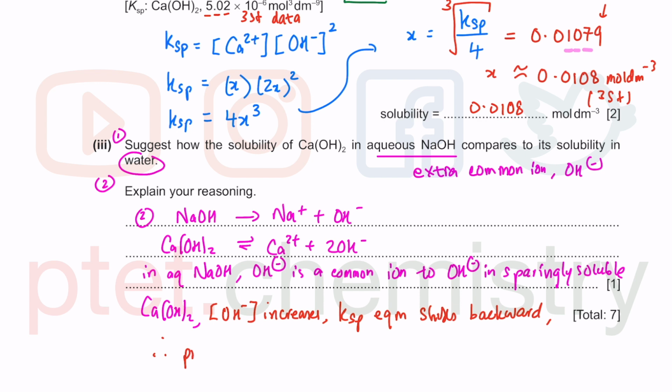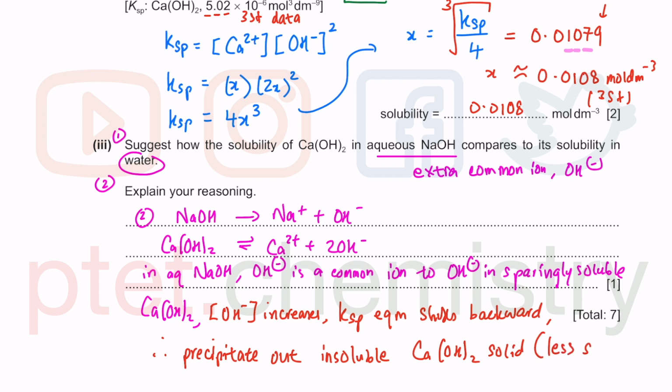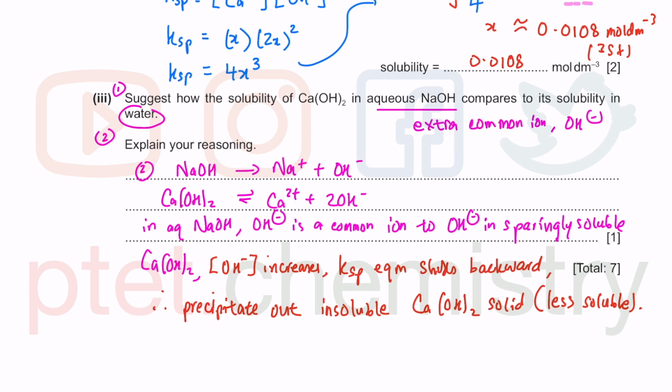Therefore, you will precipitate out insoluble calcium hydroxide solid, and therefore it becomes less soluble. The common ion effect means that you will make the sparingly soluble salt less soluble. It will start to precipitate out as solid. The solubility decreases as you have a common ion, and that causes Le Chatelier's principle of equilibrium to go against the change, to try to establish a new equilibrium. That's it really for that 7 marks first question.